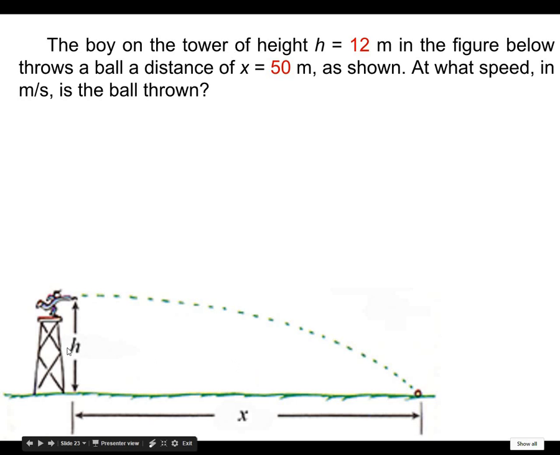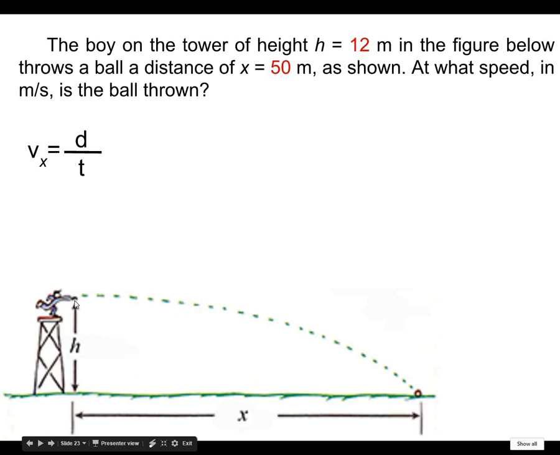So we know that horizontally, our ball would be moving at a constant velocity. So to calculate the velocity of the object moving constantly, we need to know the distance traveled and divide it by the time it took to travel. We know the distance, 50 meters. Now we need to find out the time.